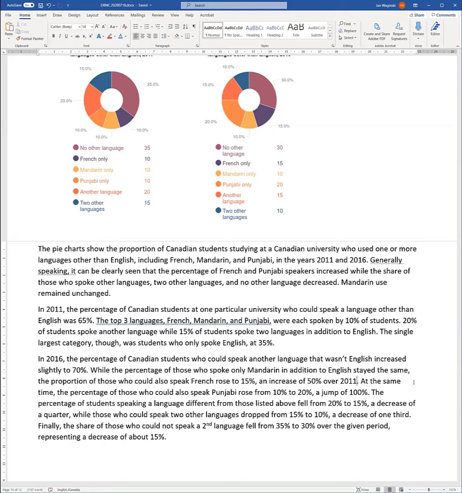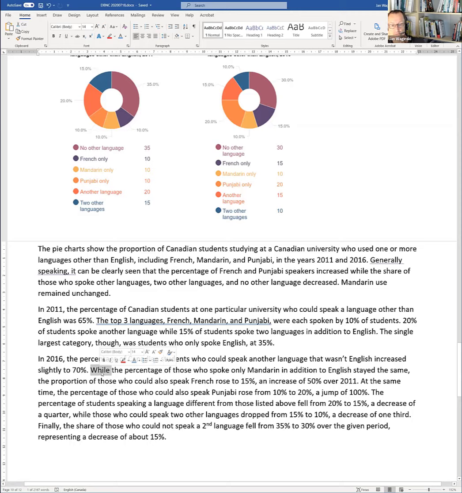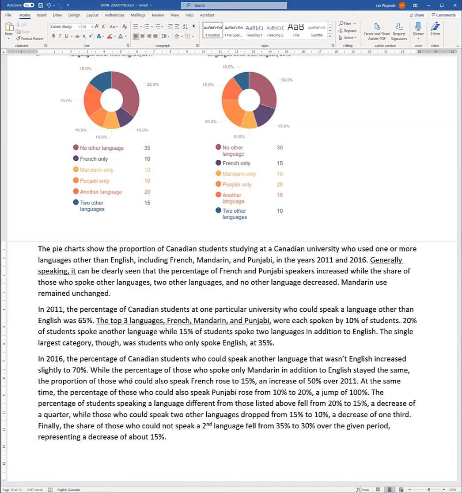I have a question for the third paragraph. Why do we use a period before while? Not a comma? 70% period, while the percentage of those who spoke. Okay. While has two meanings. It means at the same time, like while I'm eating dinner, I don't answer the phone. It also means even though. It's a synonym for even though or although. So although the percentage of those who spoke only Mandarin in addition to English stayed the same, the proportion of these others increased to da da da da da. No, the question is why we didn't keep it as one sentence. Why we put a period.